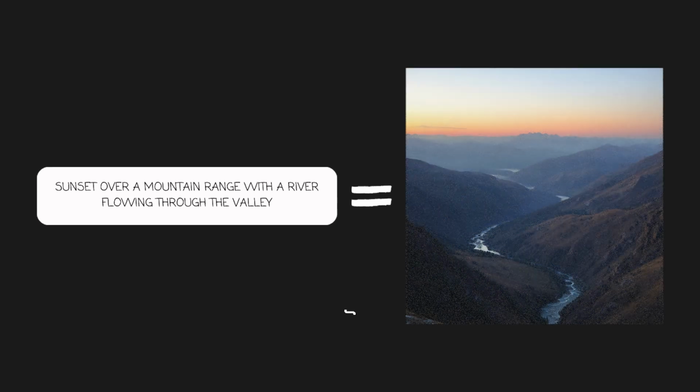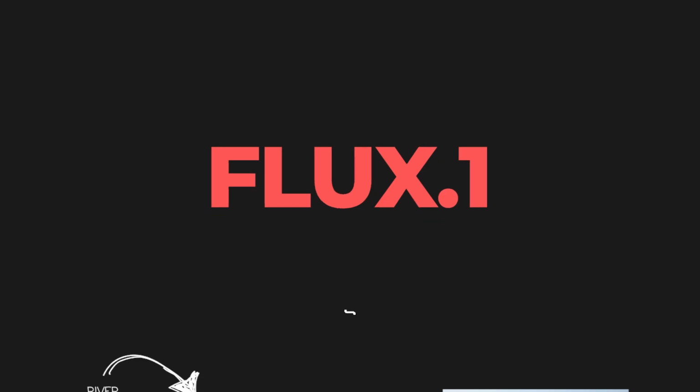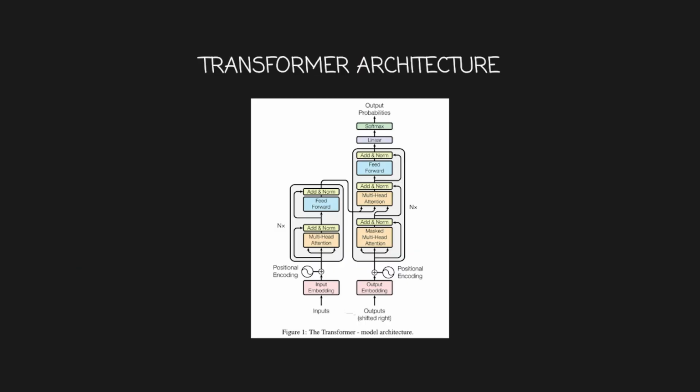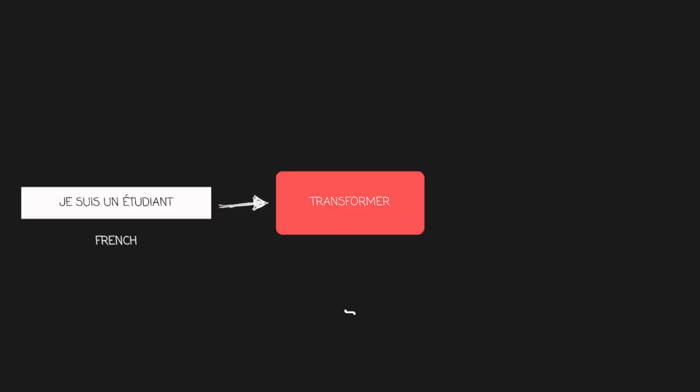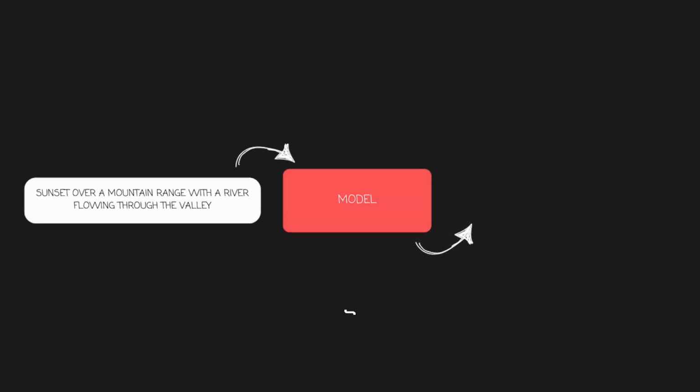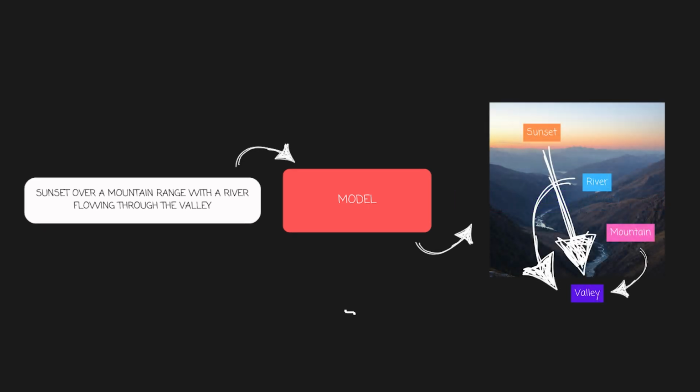But how does it work? Imagine you want to create an image of a sunset over a mountain range with a river flowing through the valley. You type this description into the Flux.1 model, and within moments, you get a stunning image that matches your description perfectly. But how does Flux.1 make this happen? When you type your description, Flux.1 first uses a multimodal transformer to understand the text. Transformers are powerful AI models that can analyze sequences of words and grasp the meaning behind them. In our example, the model breaks down your input into concepts like sunset, mountain range, river, and valley, and understands how these elements relate to each other.